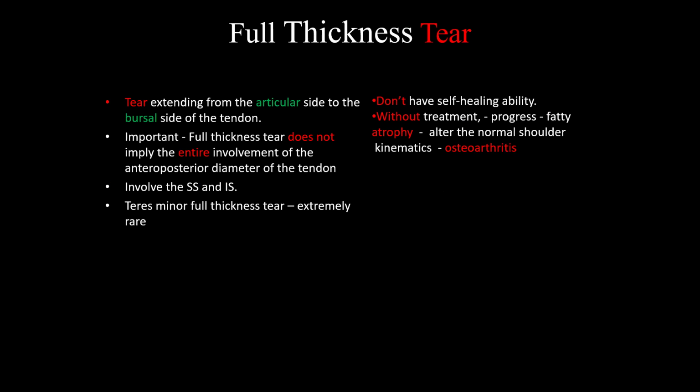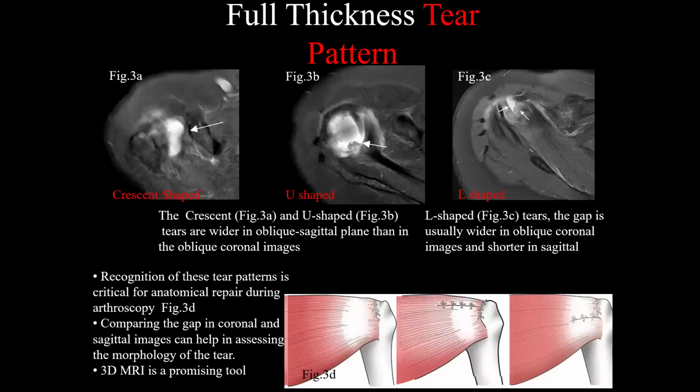Full thickness tear is seen involving both the articular and the bursal side of the tendon. It is important to note that full thickness tear does not imply the involvement of entire anteroposterior diameter of tendon. These tears do not have self-healing ability and progress to altering the shoulder kinematics and eventually changes of osteoarthritis.